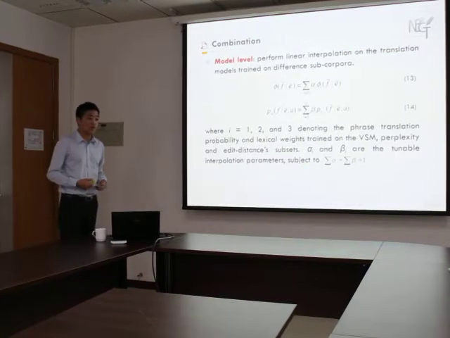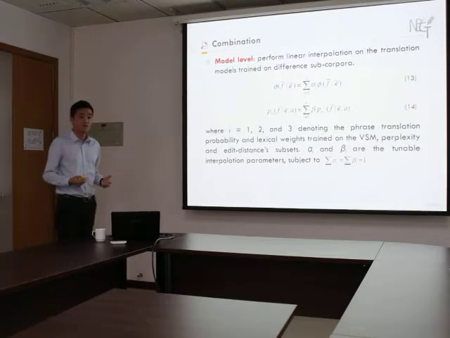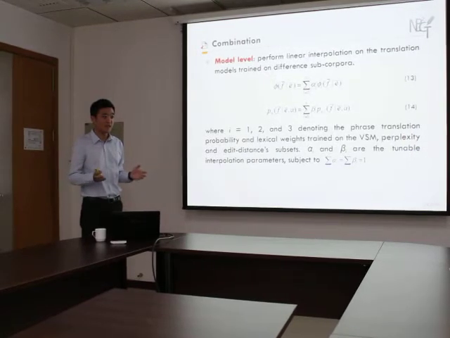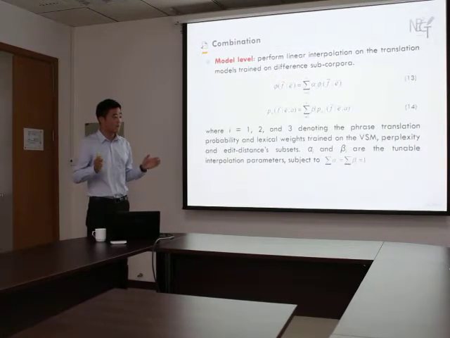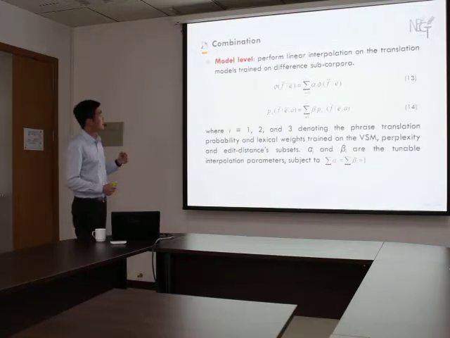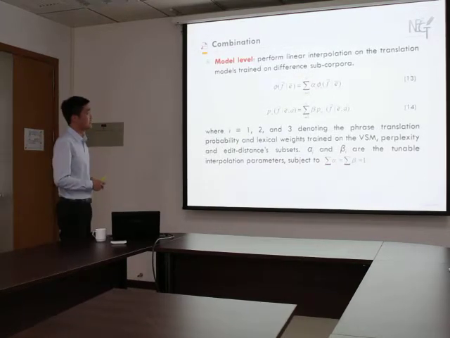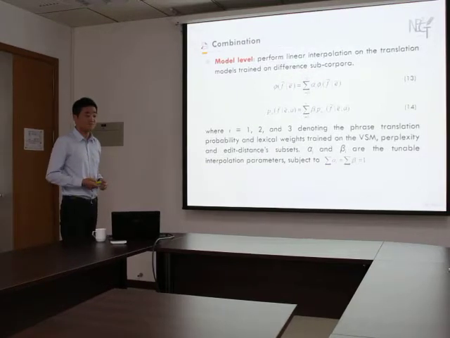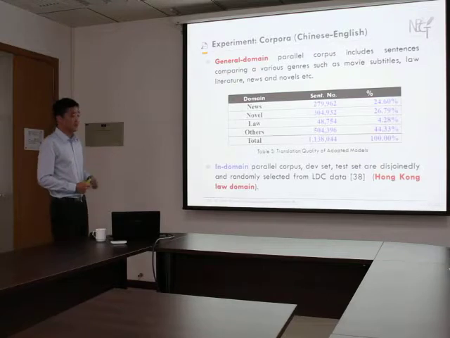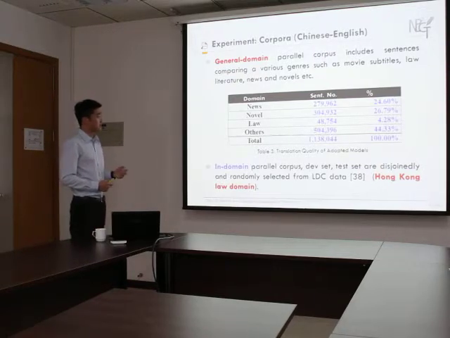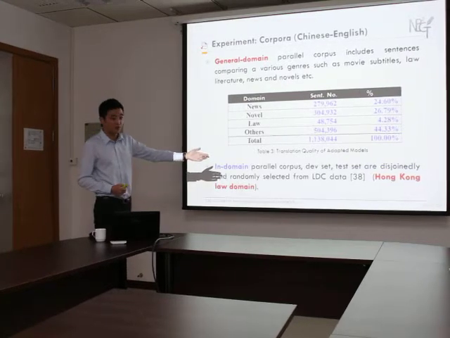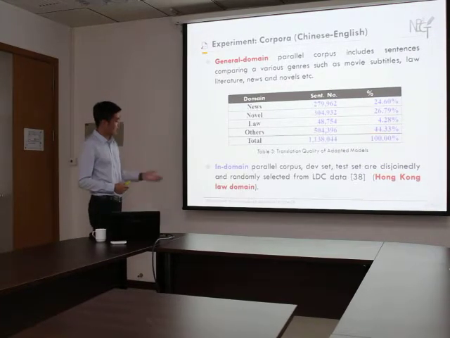And the model level combination is similar. The only difference is we didn't combine the corpora together, but keep them in their original state, train a translation model on each, and finally I will perform a linear interpolation on all of them. For the corpus, I still use the large and broad general domain corpus. And for the in-domain corpus, I use the LDC data, which is the Hong Kong law domain.